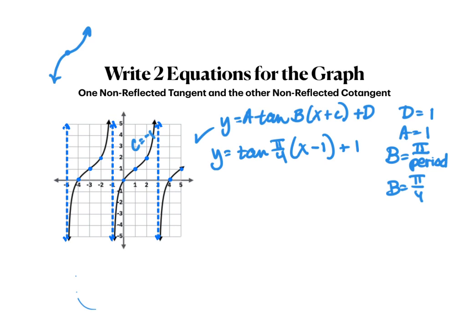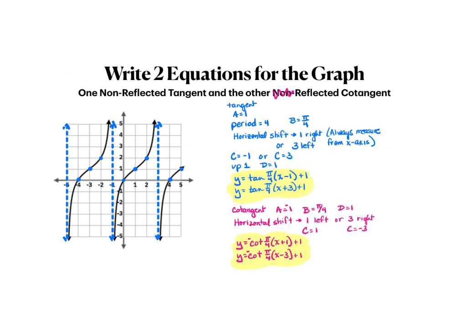Now I'd like you to take a minute and write an equation. It says non-reflected cotangent, but it actually has to be a reflected cotangent. Press pause on your video, and when you're ready to see the answer, press play again.